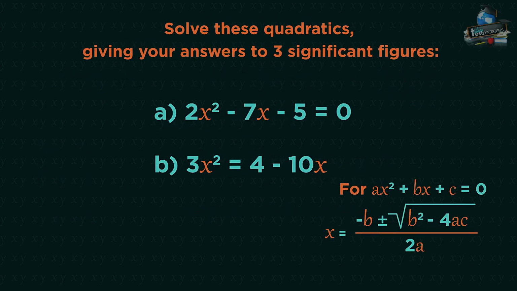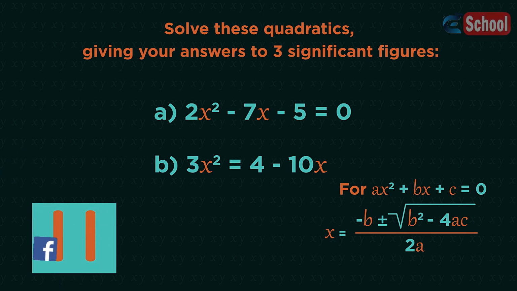So here are a few for you to do. Remember to use brackets to help with negatives. We know that we need to use a quadratic formula because it tells us to round our answer. For b, make sure the quadratic equals 0 before you start. Pause the video, work them out, and click play when you're ready.